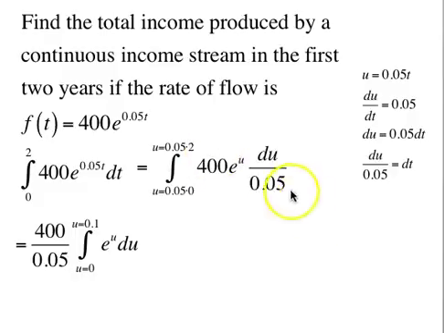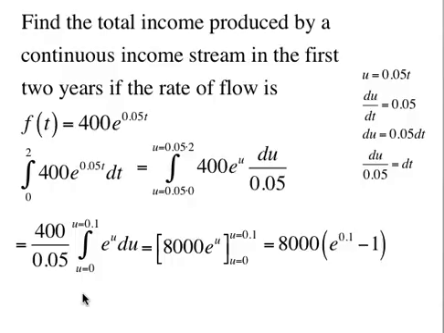So we get 400 divided by 0.05, with u ranging from 0 to 0.1 of e to the u du. 400 divided by 0.05 is 8,000. So I have 8,000 e to the u as u ranges from 0 to 0.1. That'll give us 8,000 times e to the 0.1 minus e to the 0. e to the 0 is, of course, 1. Factoring out the 8,000 to make it a little bit easier.